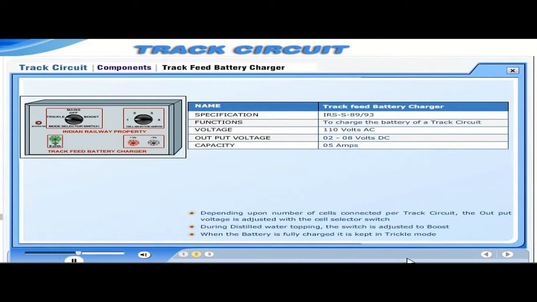Specification: IRS S89/93. Functions: to charge the battery of a track circuit. Input voltage is 110 volts AC and output voltage is 2 to 8 volts DC and capacity is 5 amperes.